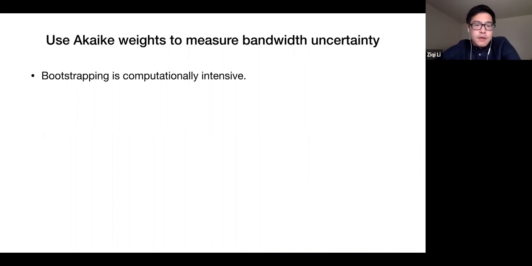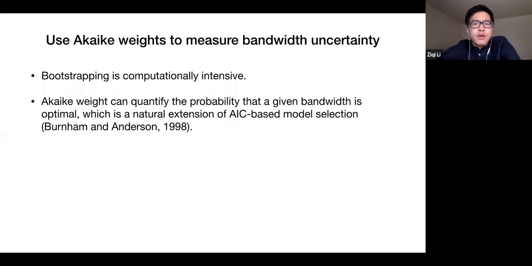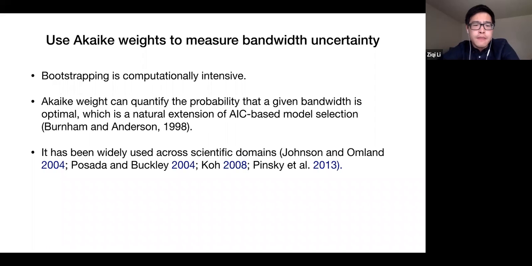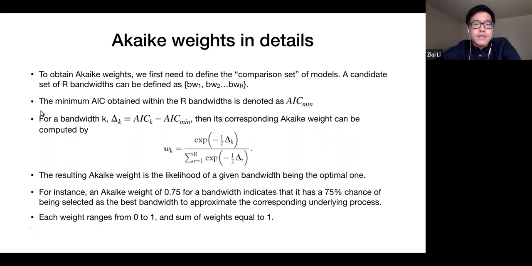However, using the bootstrap is computationally intensive because we need to calibrate at least 1,000 samples. So we're trying to find another alternative, which is called the Akaike weight. It's a natural extension of AIC-based model selection by Burnham and Anderson in 1998, and it has been widely used across many scientific domains. Here is just a subset of well-cited papers using Akaike weights to understand model selection uncertainty. And to use Akaike weights, we need to first define the comparison set of models.